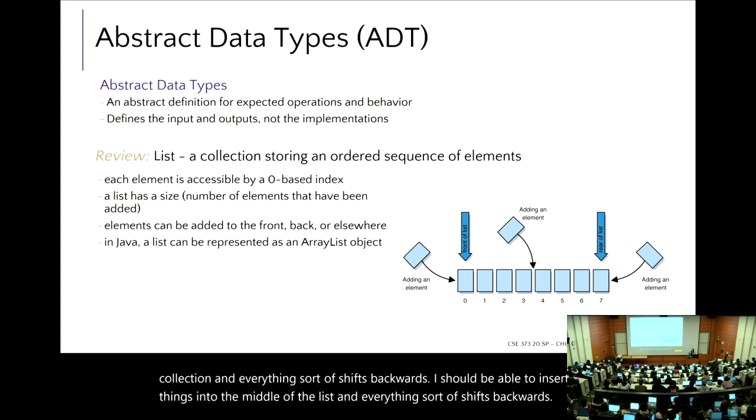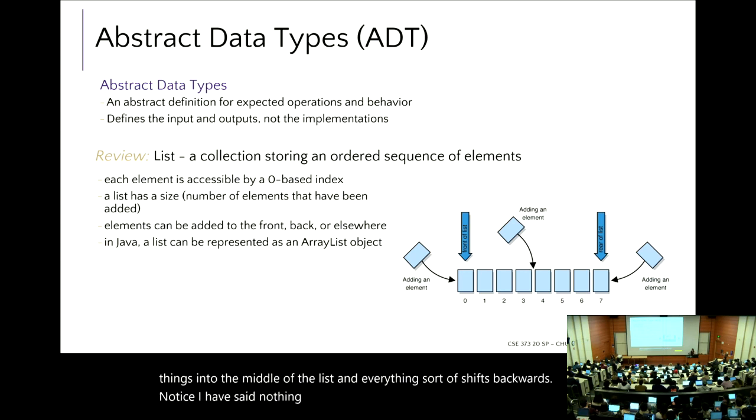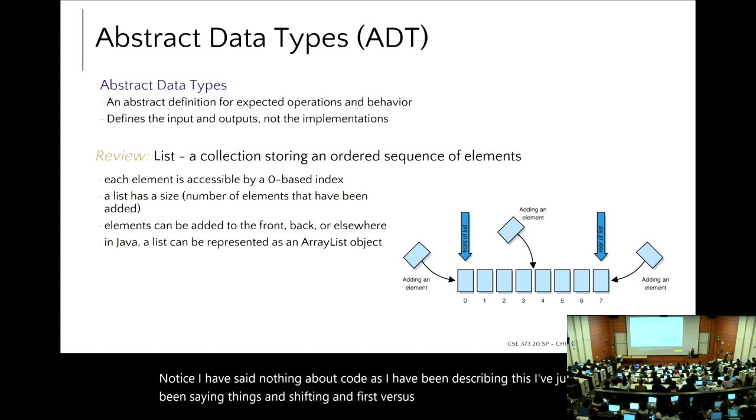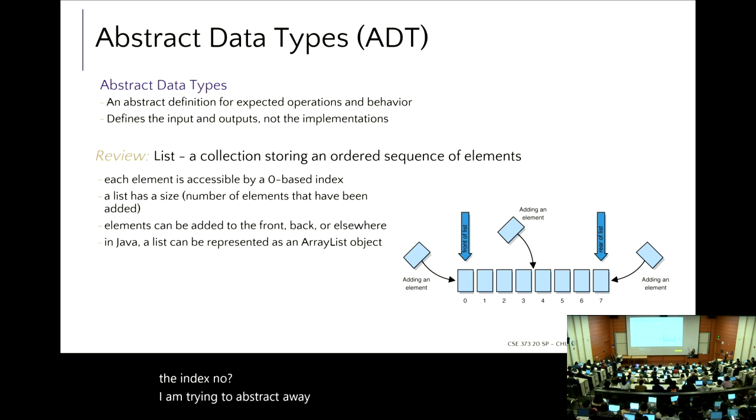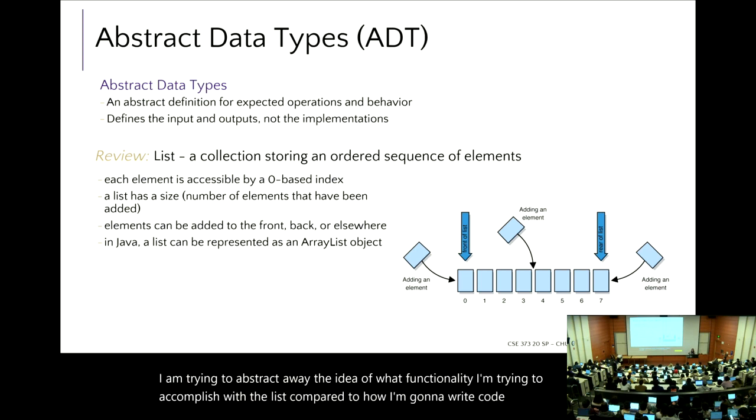Notice I have said nothing about code as I have been describing this. I've just been saying things and shifting and first versus second. And maybe your brain's already starting to think, well, when she's saying first, maybe she means the index. No. I am trying to abstract away the idea of what functionality I'm trying to accomplish with the list compared to how I'm going to write code to actually make that happen.